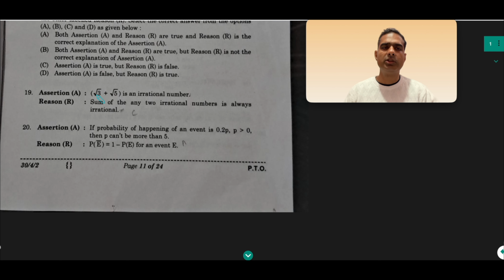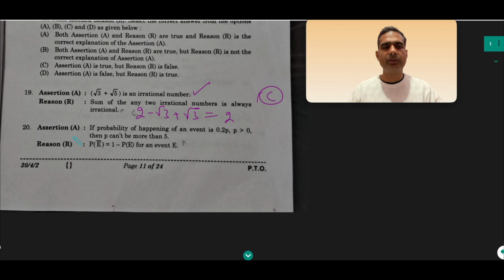that assertion is true because the sum of two irrational numbers may be rational or irrational, but here both are only irrational. So root 3 plus root 5, their sum will be an irrational number. So that is true, means assertion is true. And the reason: sum of any two irrational numbers is always irrational. So this is not always true because we can see 2 minus root 3 plus root 3. So 2 minus root 3 is an irrational number and root 3 is also an irrational number, but their sum is 2, which is a rational number. Assertion A is true, but reason R is false. So option C will be your answer.